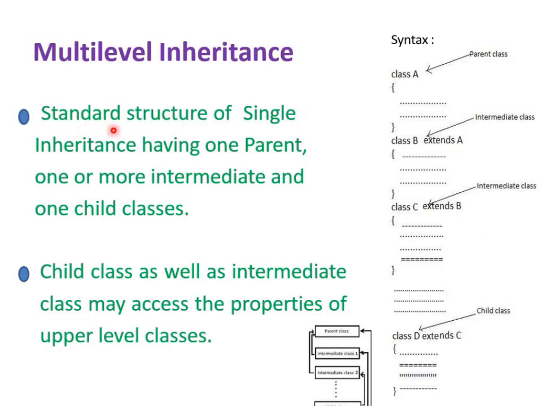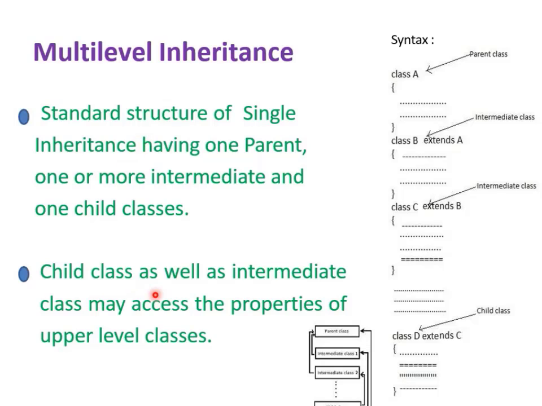Multi-level inheritance: the standard structure of single inheritance has one parent. In multi-level inheritance, you have one parent and one or more intermediate or child classes. If you have one parent and multiple children like this, it is called multi-level inheritance. In single inheritance we have only one parent and only one child. In multi-level inheritance we have one parent class and multiple child classes or base classes.